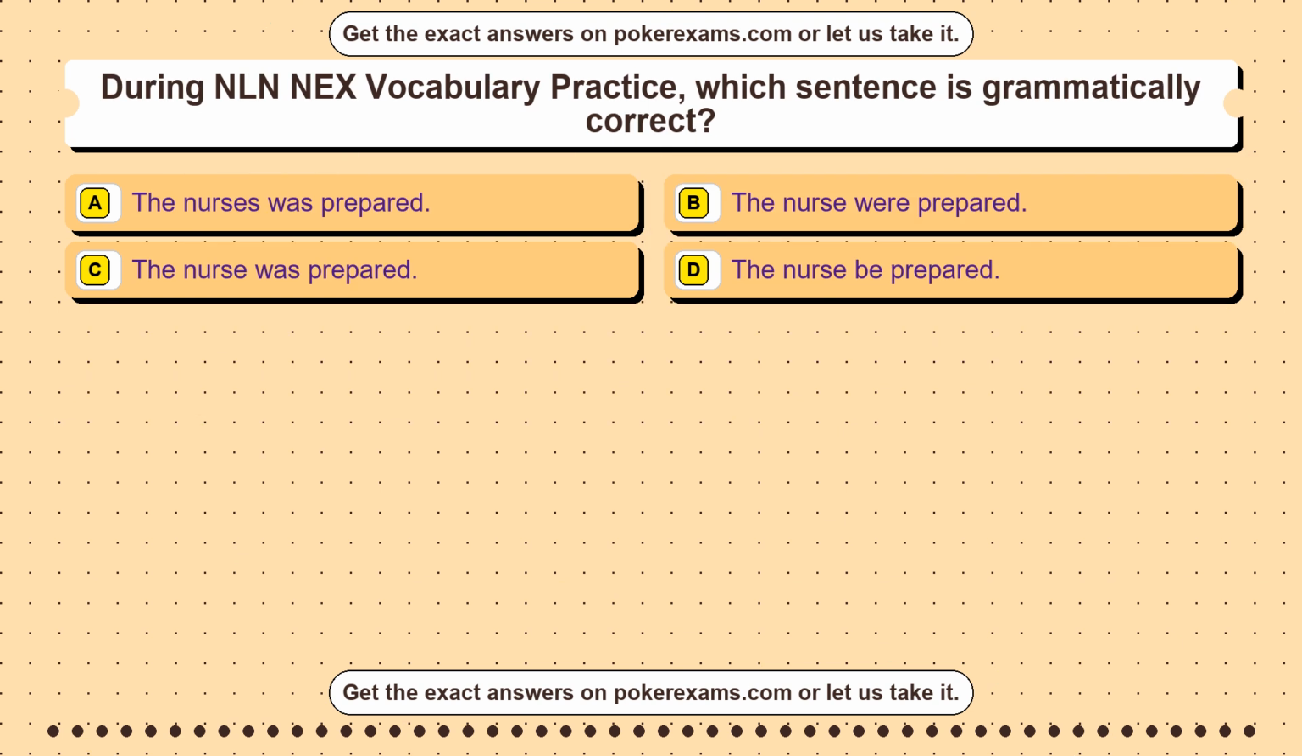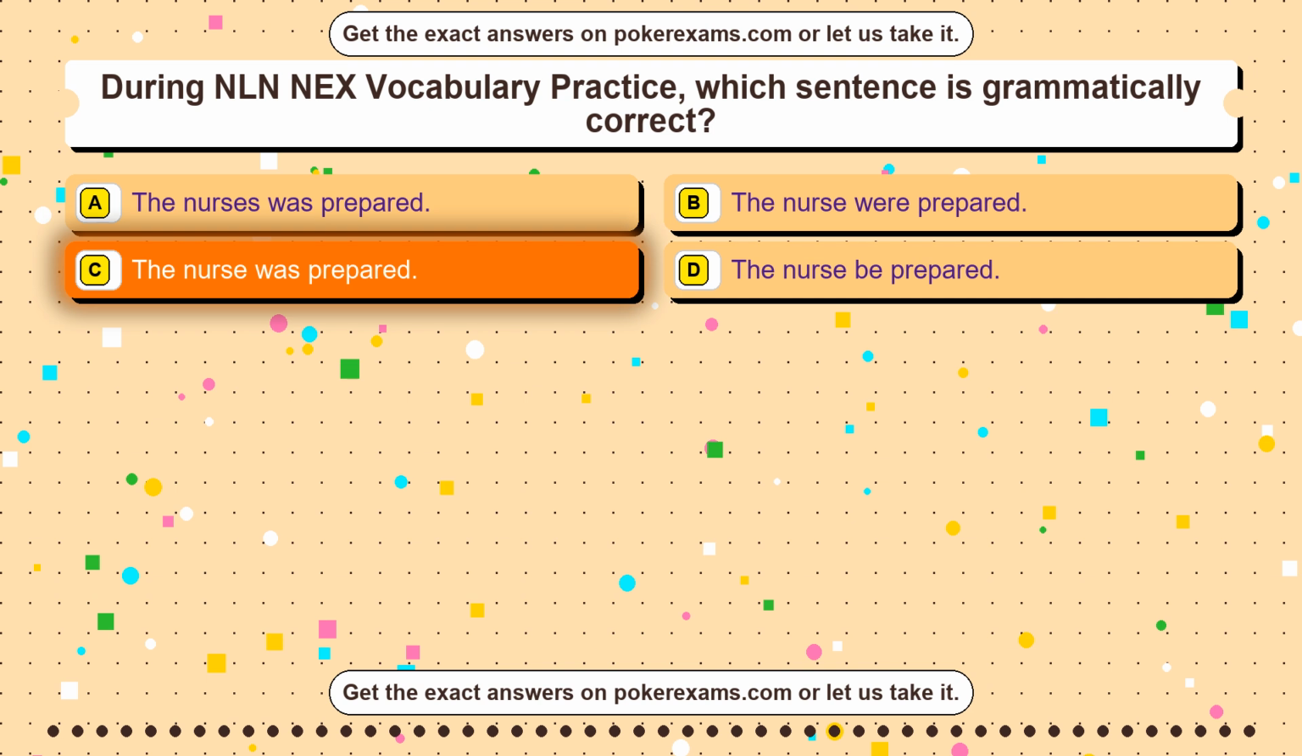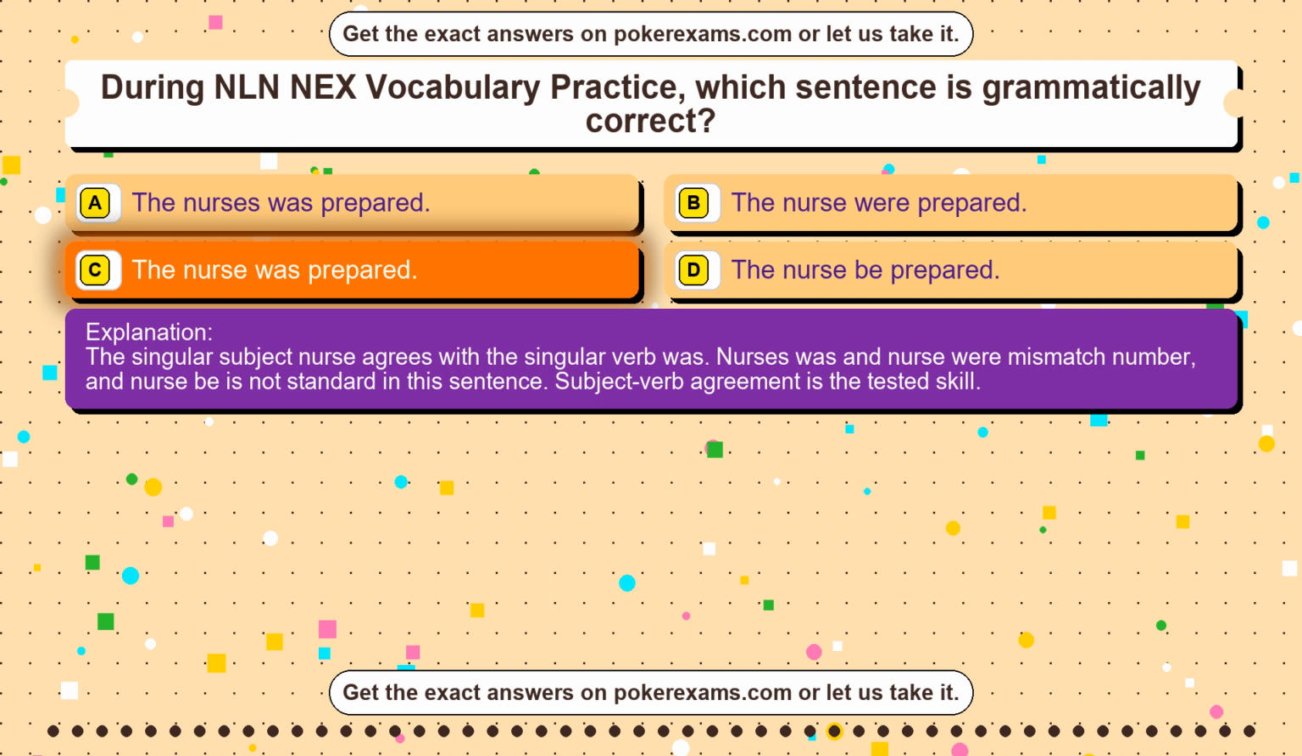Question 21. During GED test prep, which value is 40% of 50? Option A 20. Option B 40. Option C 45. Option D 90. The correct answer is option C. 40% of 50 is 20 because 0.40 times 50 equals 20. Option B is the percent number, option C is too high, and option D adds rather than multiplies. Percent questions require converting to a decimal.